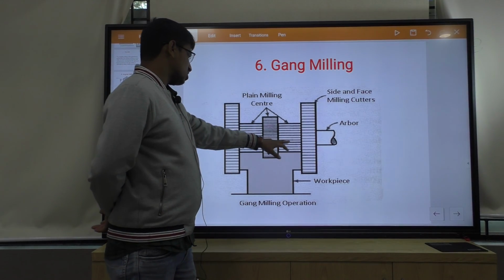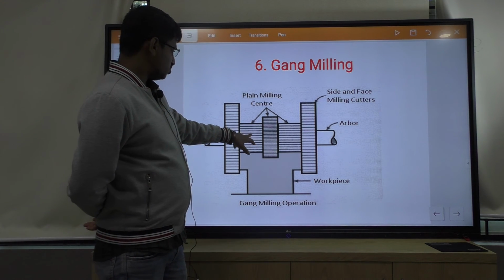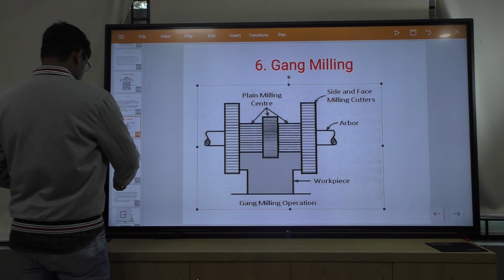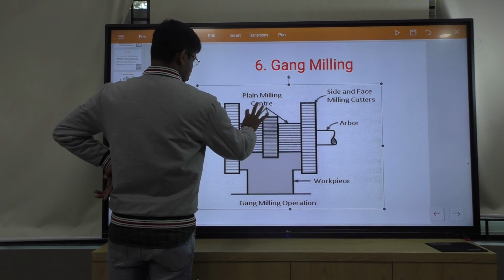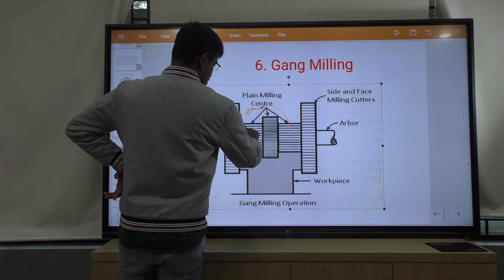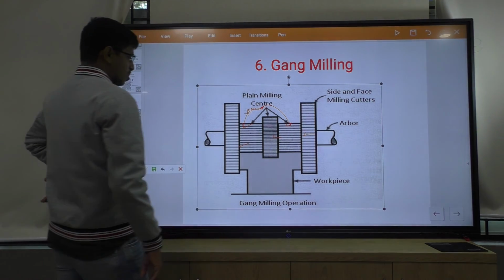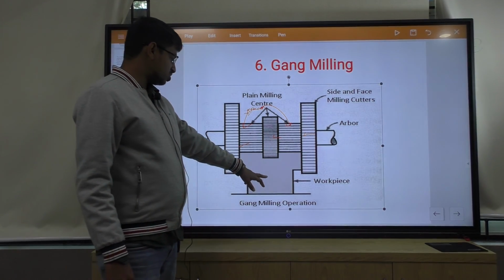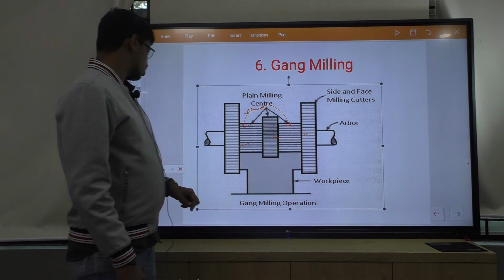The arbor is used to hold these three cutters, and in between, spacers are used. This is the spacer or collar, used to place the cutters in position. This is the gang milling operation, this is the workpiece, and here three different operations are performed.